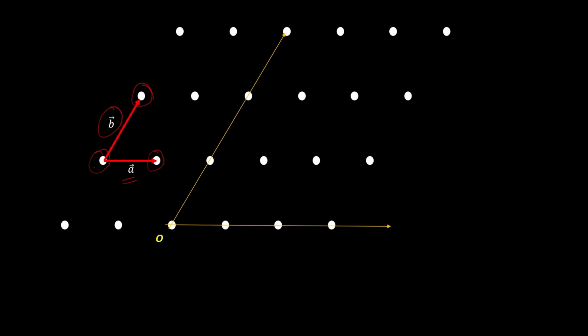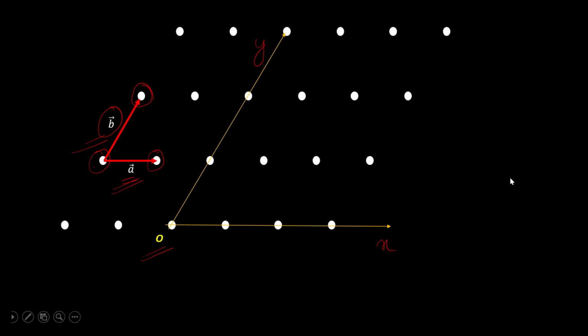Now, to represent the position of any of these lattice points with respect to some arbitrary origin, we can use these lattice vectors A and B. For example, I have drawn two axes, one along the x direction and the other along the y direction, and I have chosen an arbitrary origin somewhere here. There is no speciality about this point. You can choose this point arbitrarily at any point on this crystal lattice.